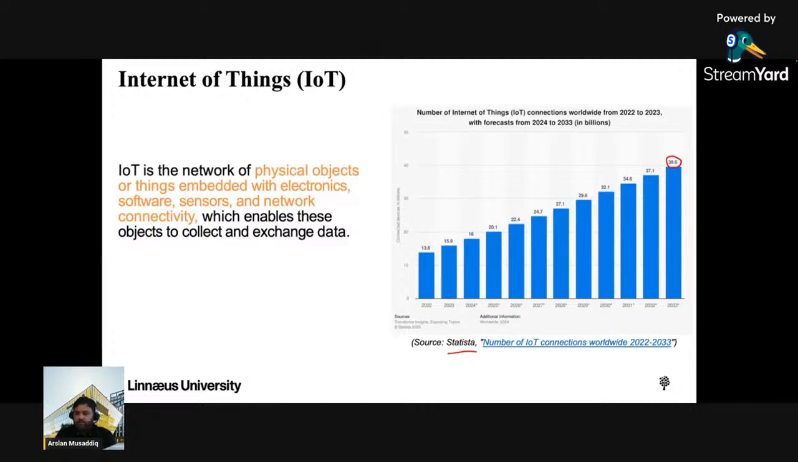According to the report from Statista, the number of IoT connections worldwide is expected to grow significantly, as you can see in this graph, between 2022 and 2033. This indicates not just the rapid adoption of IoT, but also its increasing importance in our daily lives and various industries. So understanding this fundamental definition is key as we explore the broader applications, challenges, and opportunities IoT presents.